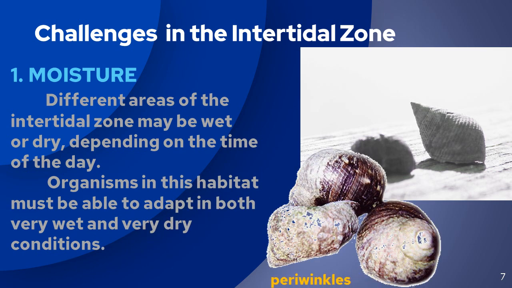In the intertidal zone, there is a wide variety of organisms. These organisms that live here can adapt to harsh environments due to difficult daily changes in moisture, turbulence of water, temperature, and salinity.